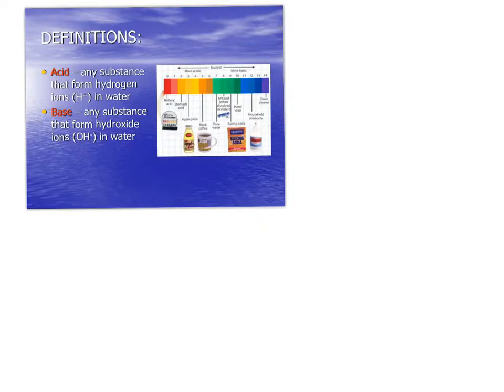Here are some examples of that. At pH 0, battery acid is around there, stomach acid is around 2, apple juice is about 3. We have indicators that change color depending on the pH, like pH paper and litmus paper. And neutral is, of course, 7. When you look at pure water, it's exactly 7. Coffee is a little acidic, it's 5. Apple juice is 3.